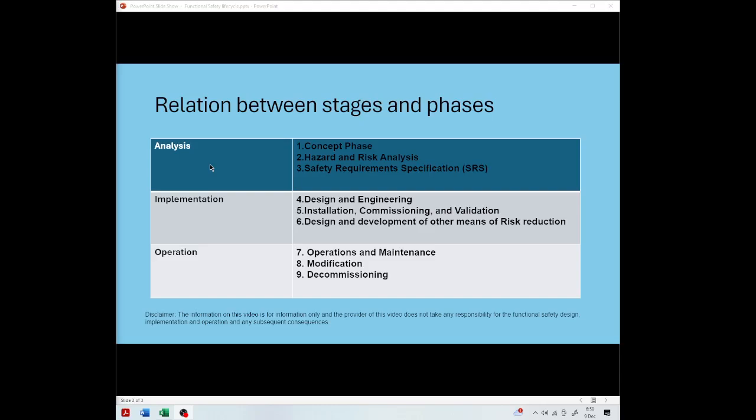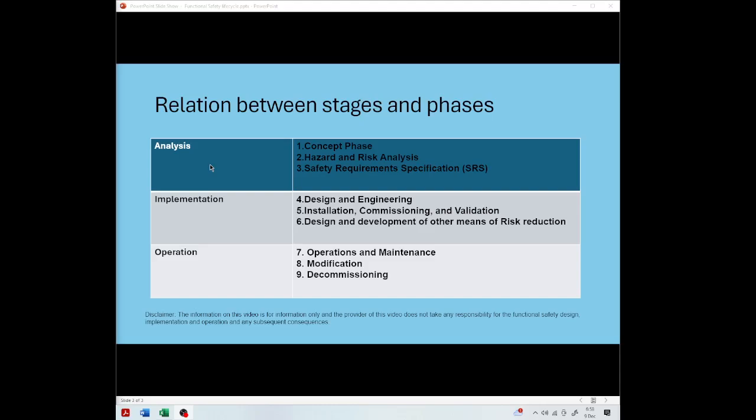The next phase of functional safety is implementation phase. Basically, in this stage, we detail design the safety instrumented system and test and commission this one. This includes key stages of design and engineering, which is basically the detail design phase. The other key stage is installation, commissioning, and validation, in which we install and commission the system.